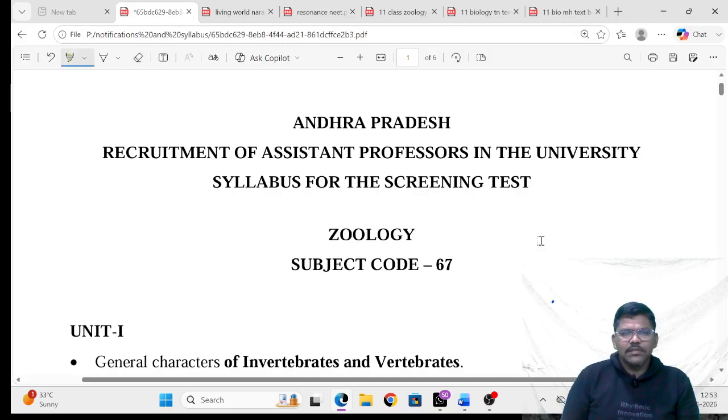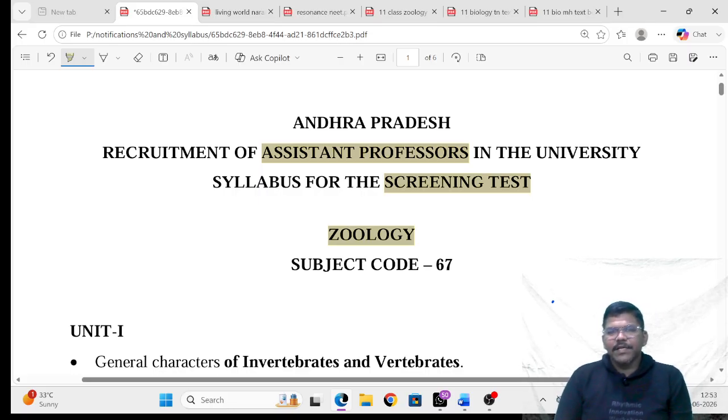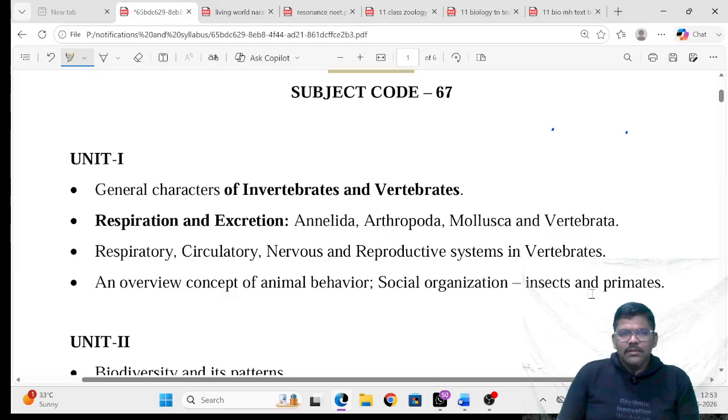Today we are going to discuss the screening test syllabus for assistant professors, zoology. Already we know that the Andhra Pradesh government has released a notification to fill assistant professor, associate professor and lecturer posts. They have released the syllabus unit wise. In unit 1 we need to see the general characters of invertebrates and vertebrates.